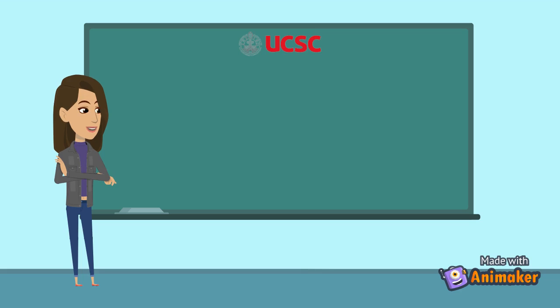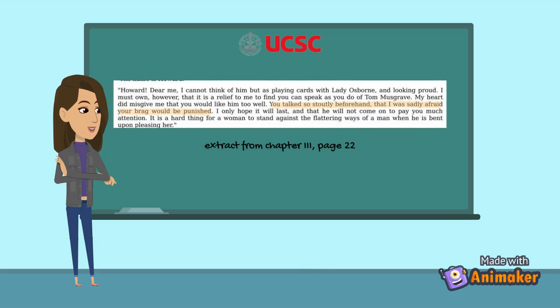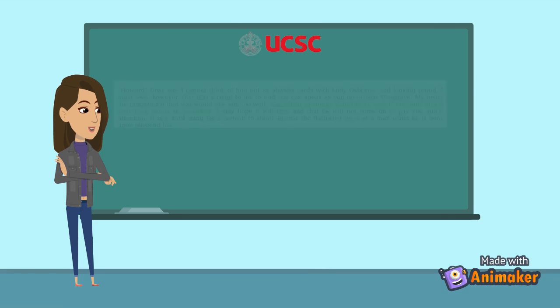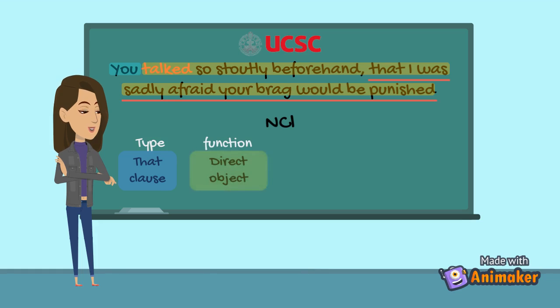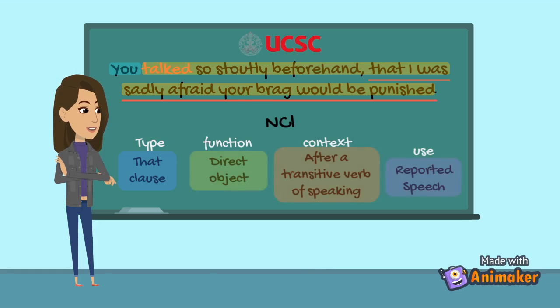Now let's go with the last noun clause sentence. You talked so stoutly beforehand that I was sadly afraid your brag would be punished. As we said previously, we have to identify the subject and the predicate, and then find the main verb, which is talked. It is a transitive verb of speaking. The subordinate clause starts with that, so this is a that clause. In this sentence, the subordinate clause acts as a direct object and works as a reported speech.